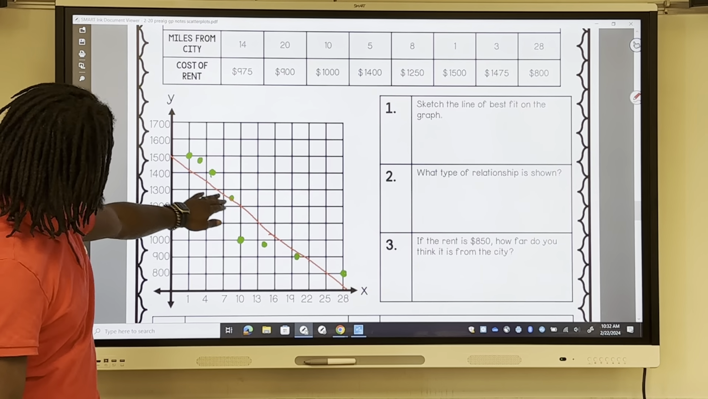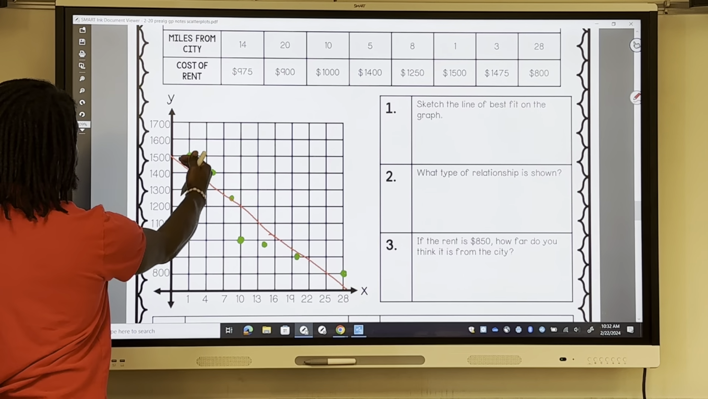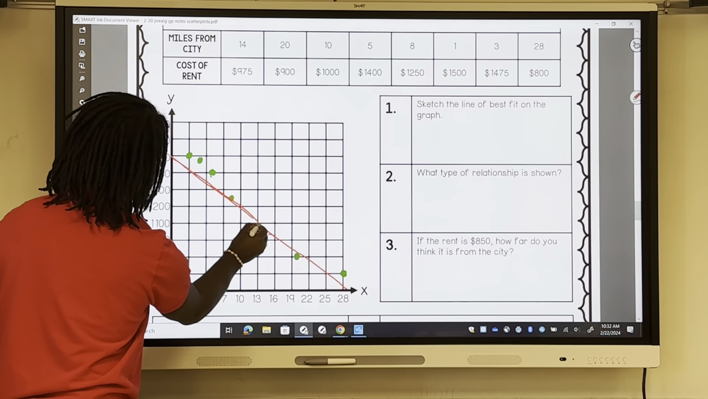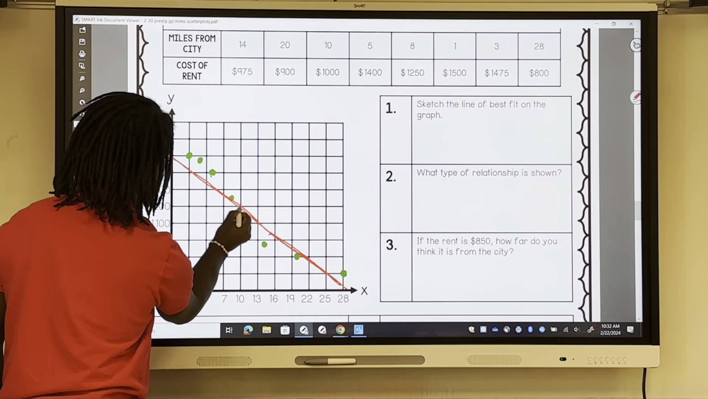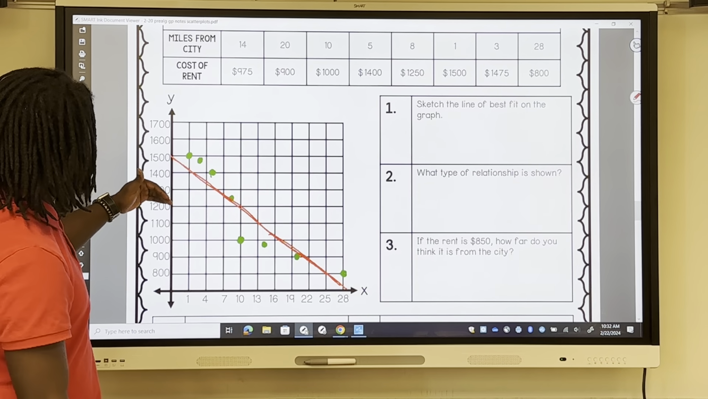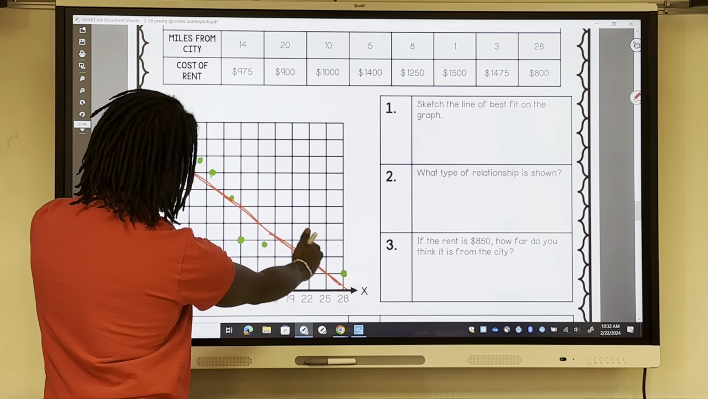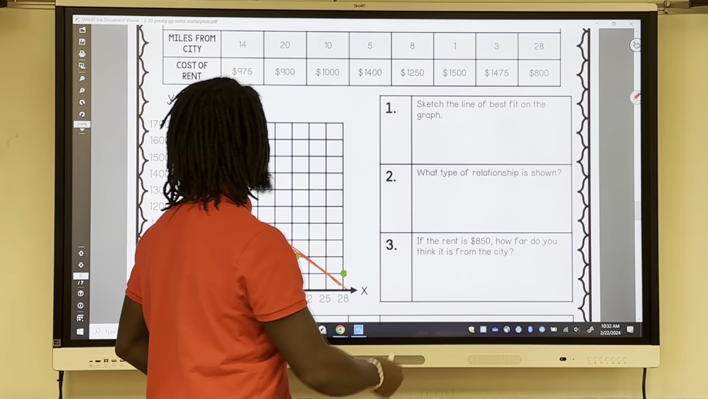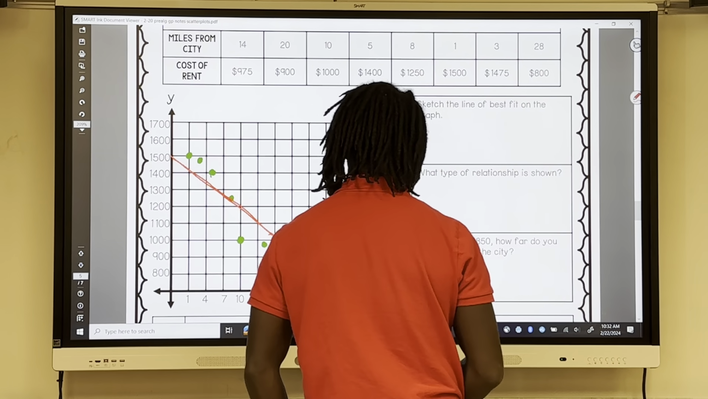So our line of best fit is where there's some dots above it, but then there's some that are below it, and it's just halfway, right? It's kind of the halfway mark between all of our dots. So we want our line of best fit to be right in the halfway point of all of our dots, some above it, some below it. All right, so I sketched my graph, my line of best fit.